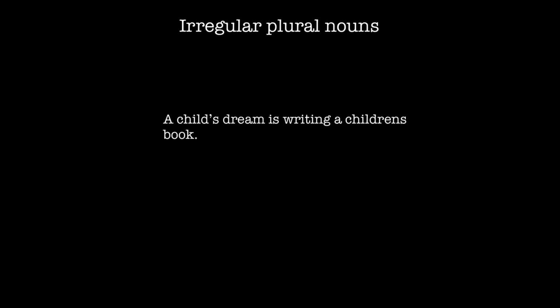Possessives can be especially tricky with irregular plural nouns. Let's look at an example. A child's dream is writing a children's book. So this is exactly how you would make child singular possessive. Just add the apostrophe S.